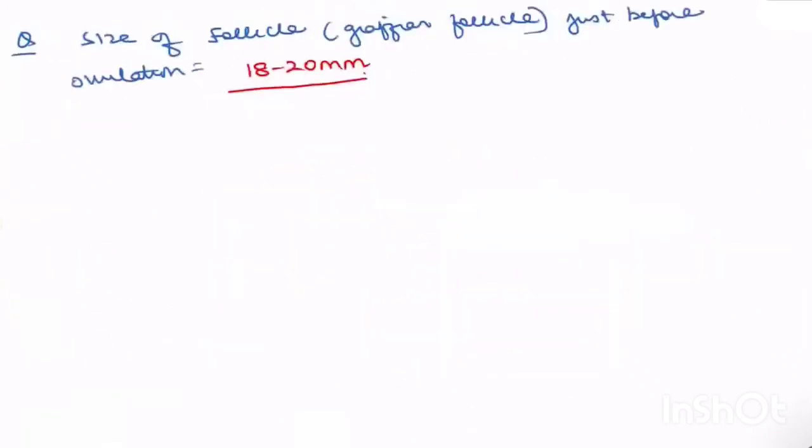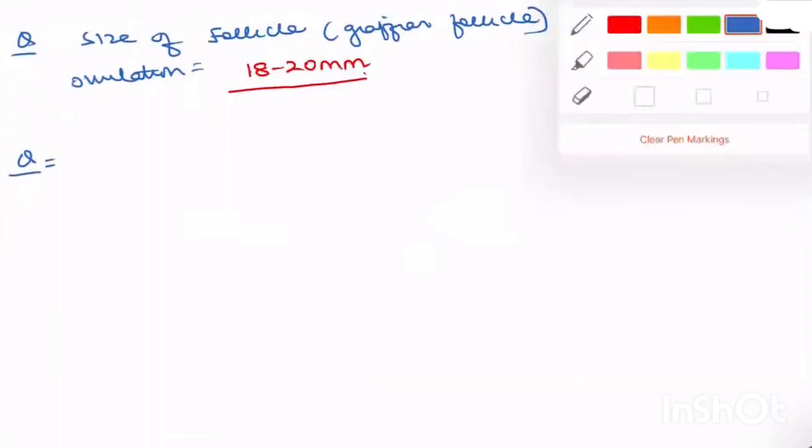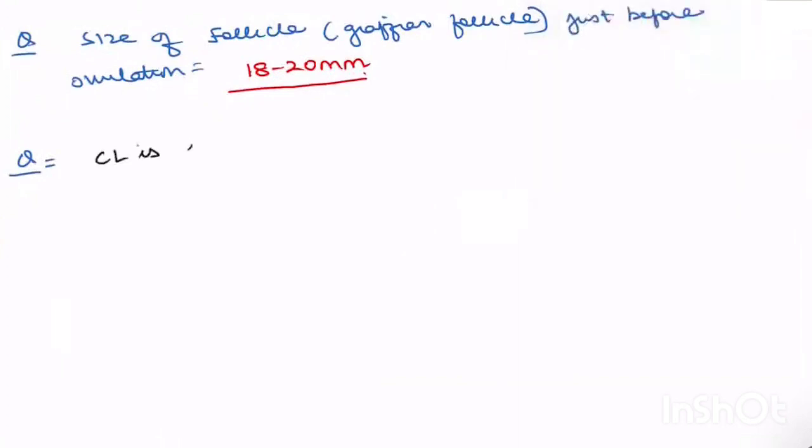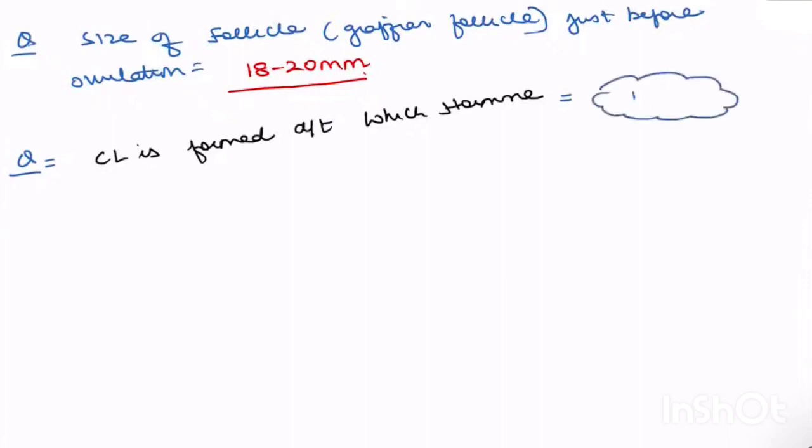So now, again go to your questions and write down the next question. So your next question is, corpus luteum is formed due to which hormone? Which hormone is forming corpus luteum? So corpus luteum is being formed due to ovulation, and ovulation is happening due to hormone LH. So your answer to this question will be LH. Right? Next question.